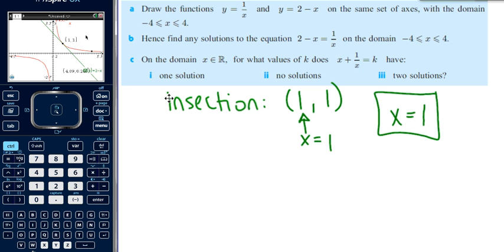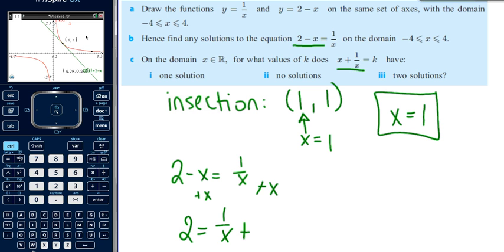Okay, 1 solution, no solution, or 2 solutions. Notice first of all how this equation is related to this previous one. So let's put those in. Let's put that previous one, 2 minus x equals 1 over x, in a similar form. If we add x to the other side, we get 2 equals 1 over x plus x. And when we solved this, we got 1 solution, right?